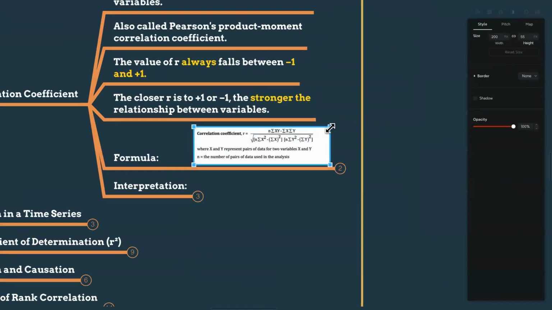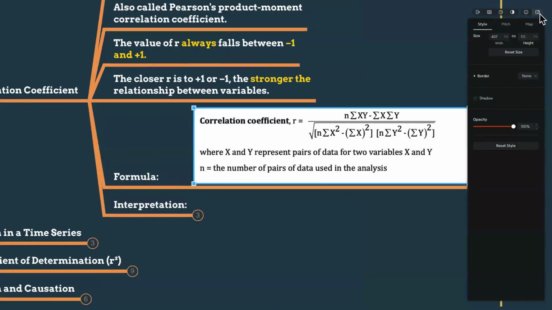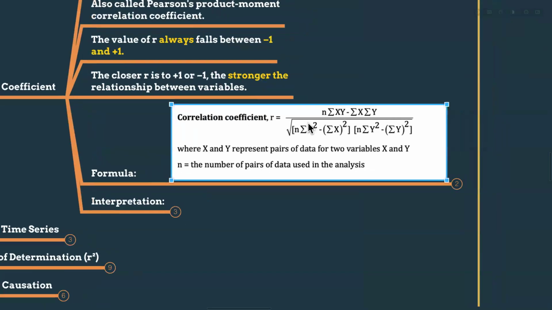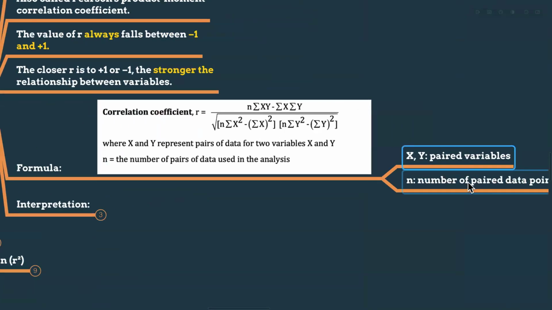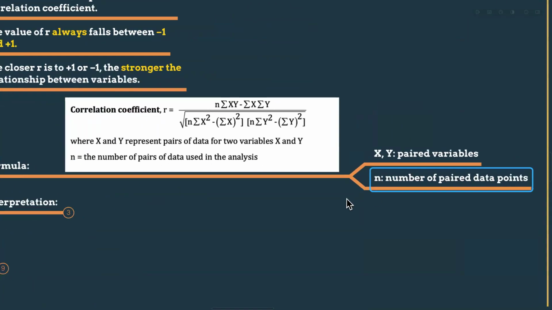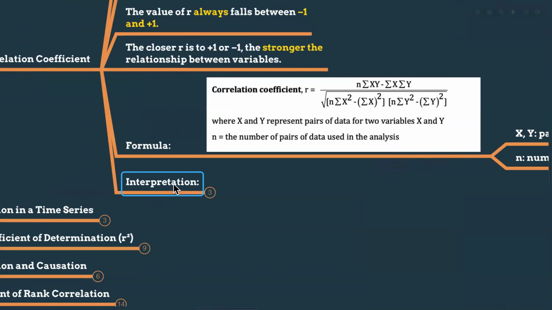So the formula is here, guys. You have to memorize this formula. The correlation coefficient R is equal to n sigma xy, take away sigma x sigma y, over the full root of n sigma x squared, take away sigma x all squared, times n sigma y squared, take away sigma y all squared. In this formula, x and y are the paired variables, and n is the number of paired data points. I will explain how we are going to do this.